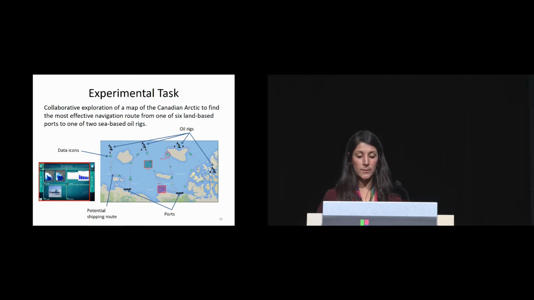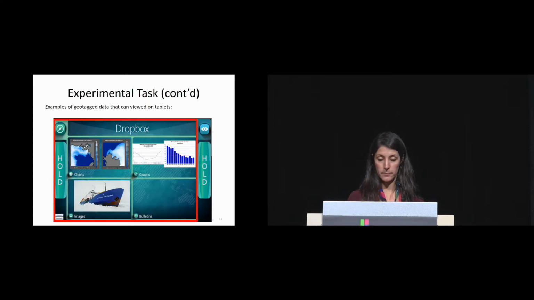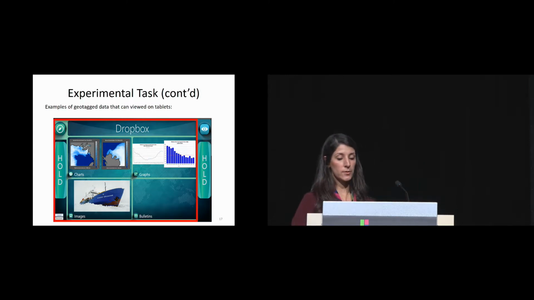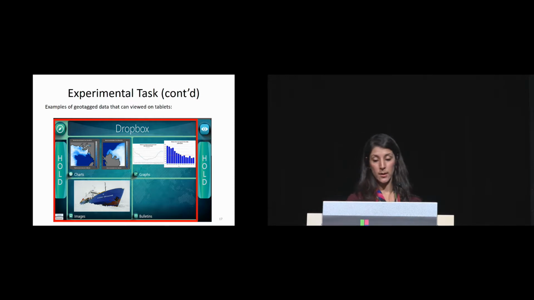To access and examine geotag data on their tablets, the participants needed to use touch or tilt as they were provided. And here you can see some examples of geotag data that could be viewed on tablets. For example, sea ice concentration charts and historical ice coverage during a given time period.